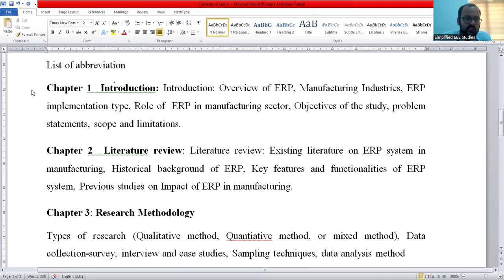The whole chapters, the distribution of chapters. In chapter one, you have to make the introduction. Chapter one maximum 10 pages. One chapter you can put a maximum of 10 pages. Don't go for more than 10 pages. If you go for more than 10 pages, your thesis becomes lengthy. If it is a PhD thesis, it would be better if you go up to 25 pages. For MTech projects, MBA projects and all, 10 pages are more than sufficient.